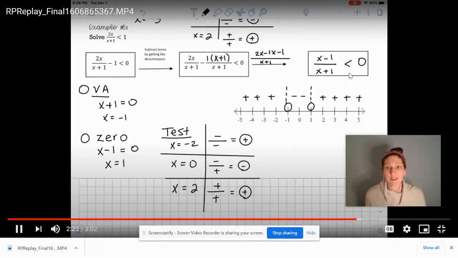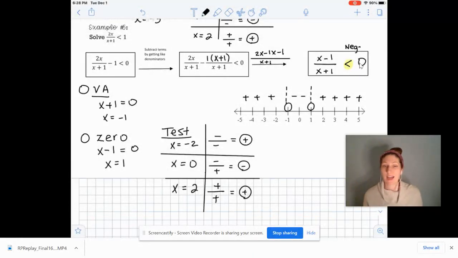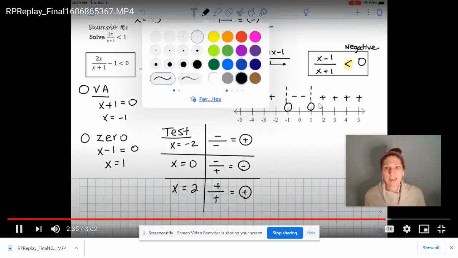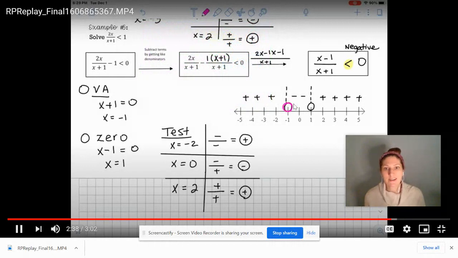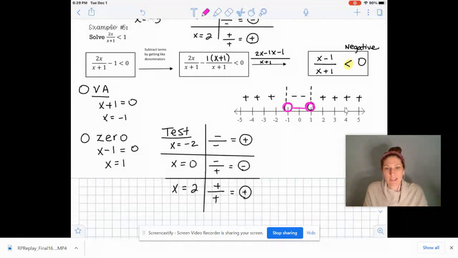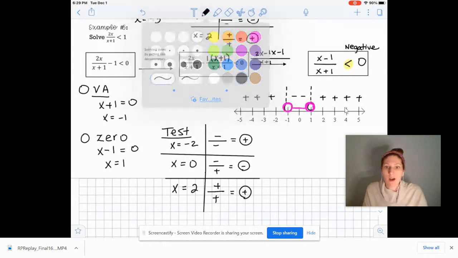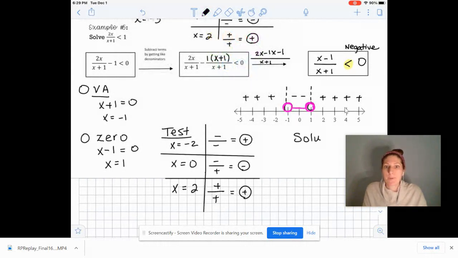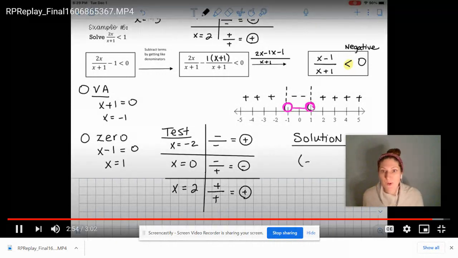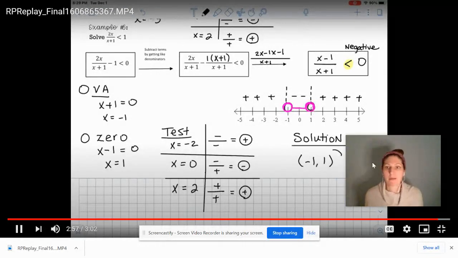Now this question is asking, where is this inequality less than 0? That means, where was it negative? Where on your number line did you label it with negative symbols? Take your highlighter and highlight the region right here. And when you write your answer in interval notation, you will have parenthesis, -1, comma, 1, parenthesis. But if this had been a closed circle, then you would have had a bracket, but it's not.